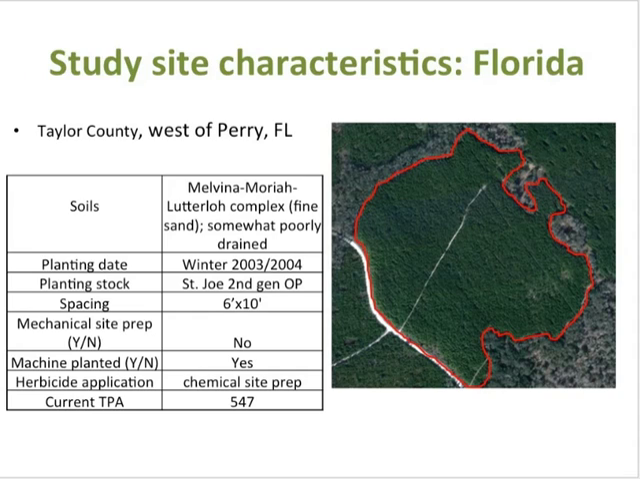This site is owned by Foley Timber and Land Company. The soils of the site are Melvina Mariah Lutterlow complex, which is essentially a fine sand. The Melvina belongs to the Spodosol order, while the Mariah and Lutterlow belong to the Alfisol group. The drainage class is somewhat poorly drained.